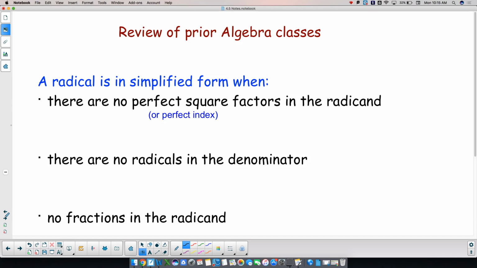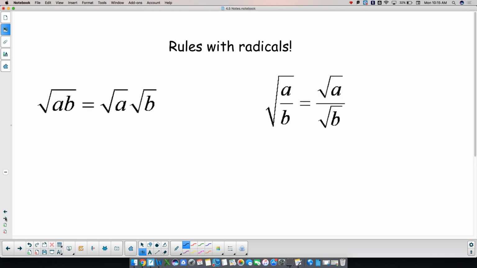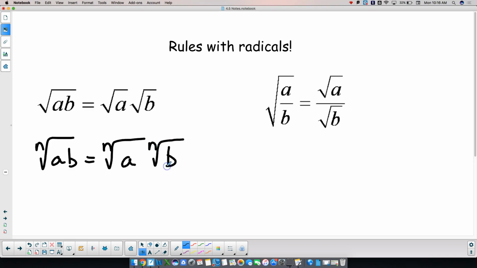So let's dive into a couple of other properties. These are more properties than they are rules of radicals. And these properties also work if we have an index. So if I had an index here of some number, I could also break that up and that index would come along for the ride.